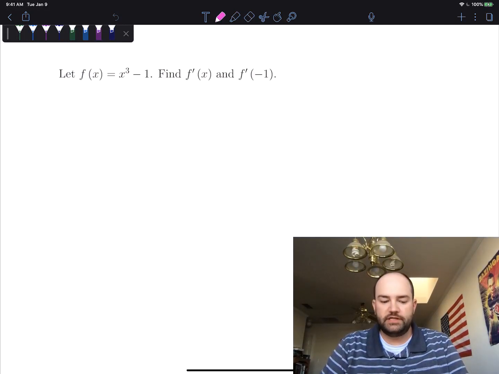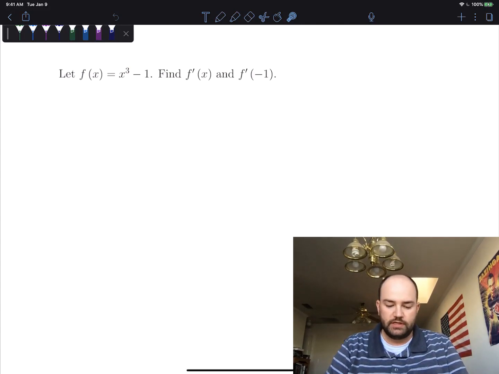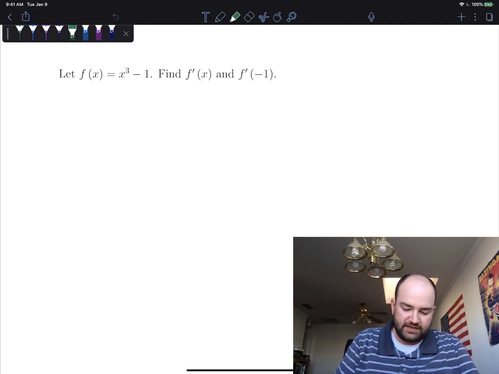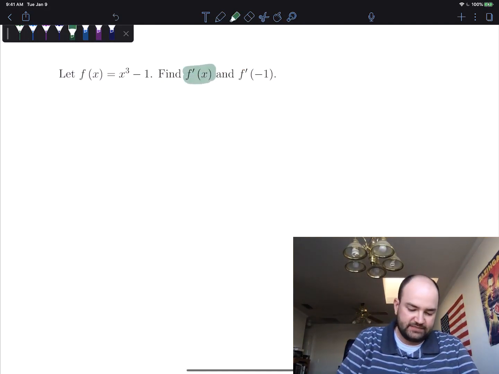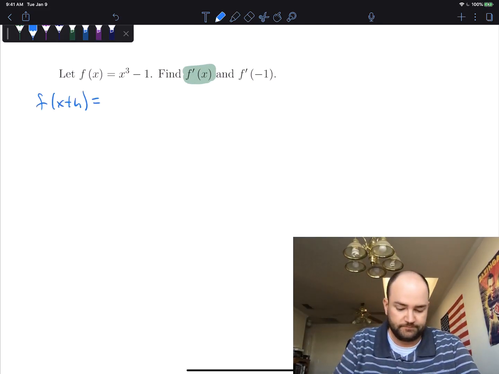Hello. In this video, we want to let f of x equal x cubed minus 1, and then we want to find f prime of x and f prime of negative 1. So the first thing we want to do is find f prime of x. Now to do that, we need to figure out what is f of x plus h, because we're going to need that for the derivative.